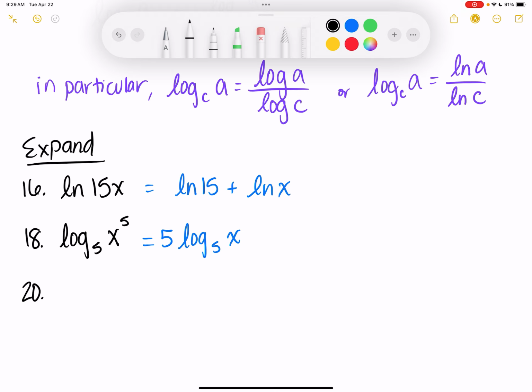20. ln of 12 over 5. So this one is the log of a quotient, which is equal to the difference of logs. It's always top minus bottom. So this is the ln of 12 minus the ln of 5.